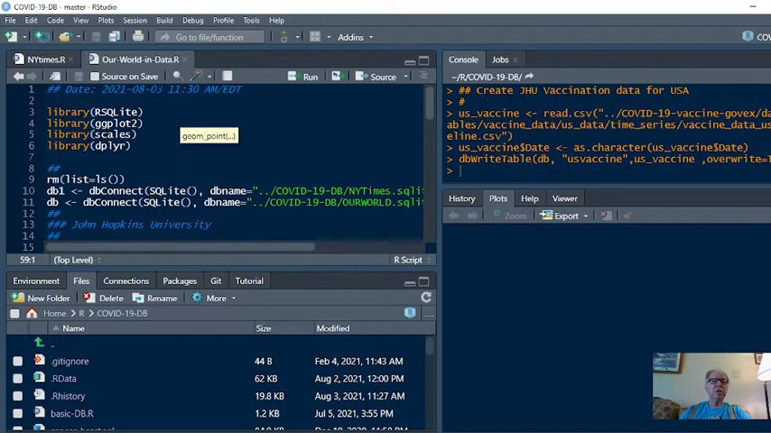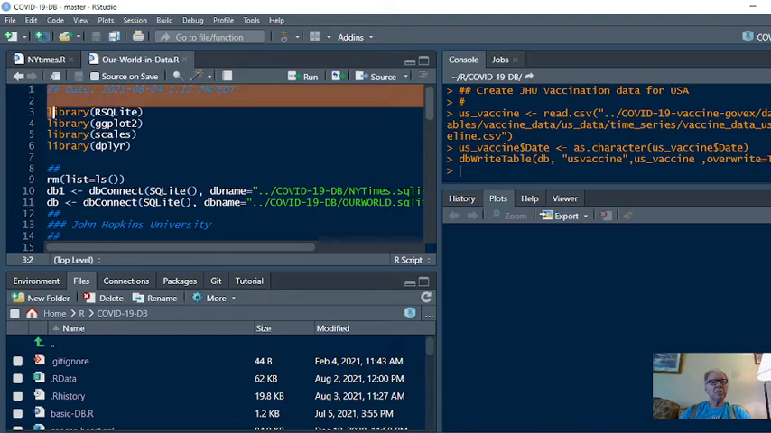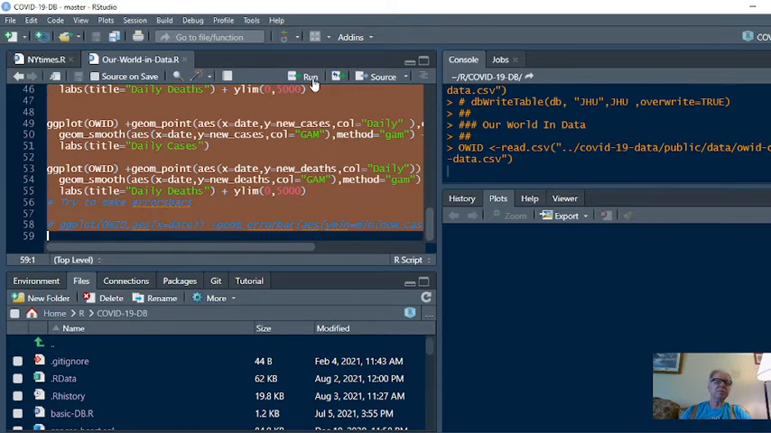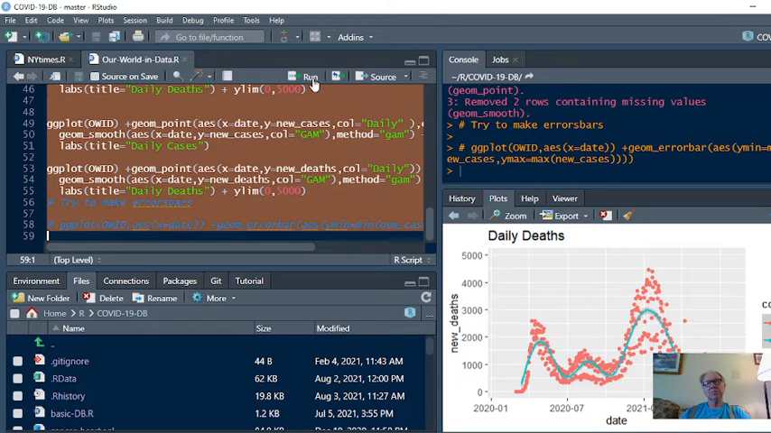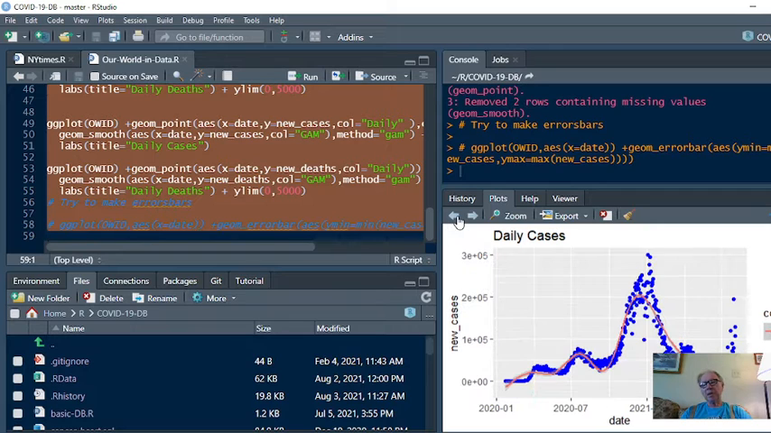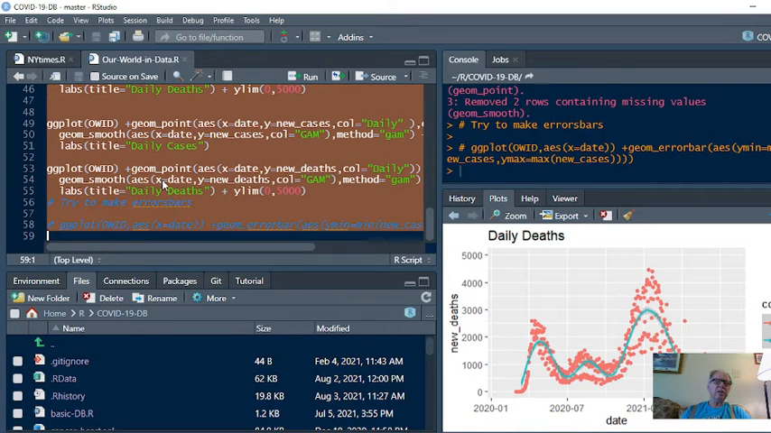Okay, now let's come back up here. Update the Our World in Data database. Run this. Just a quick plot there. Okay, good. That concludes the database update portion.